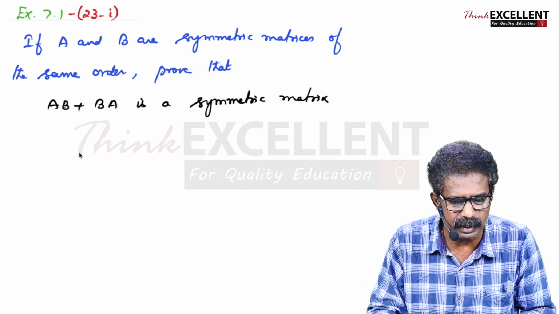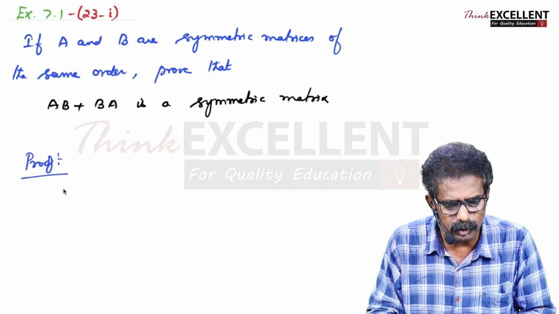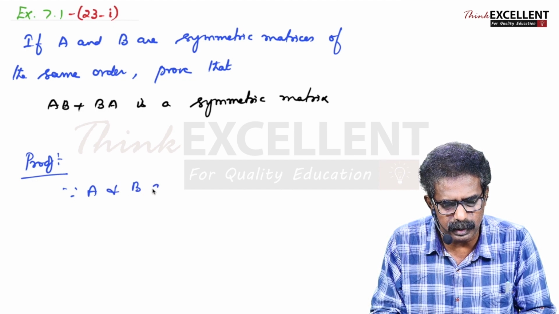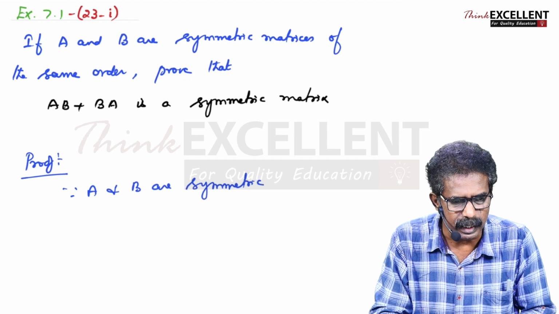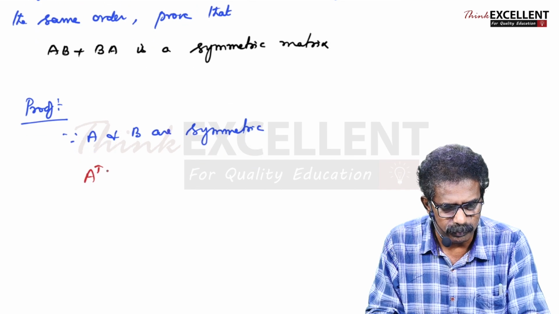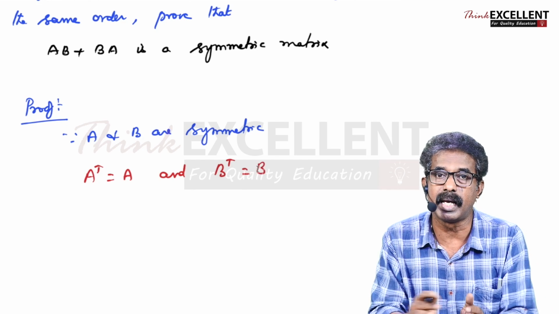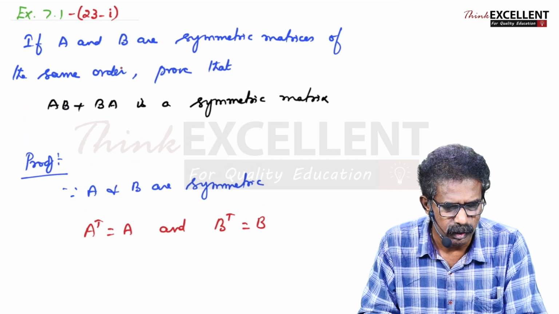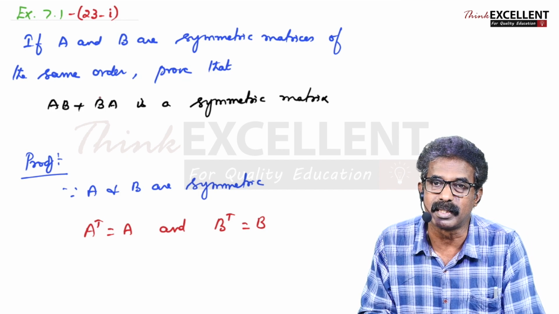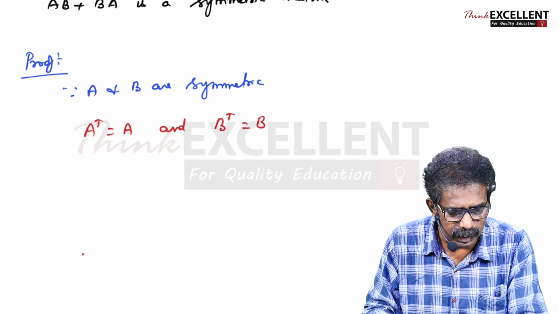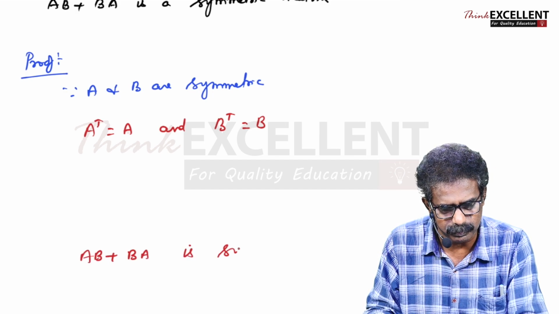If A and B are symmetric, so here it is given A and B are symmetric, right? So immediately you know, since A and B are symmetric, what can you say? A transpose equal to A and B transpose is equal to B, right? A and B are symmetric of the same order, it is given in the question. Prove that AB plus BA is symmetric. We have to prove AB plus BA is symmetric.